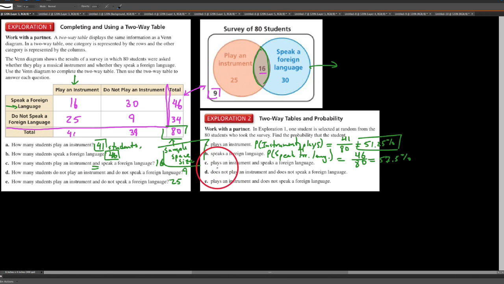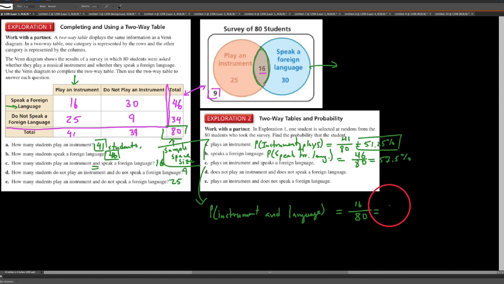So rolling through these, you can see that these mirror the situations over here on the left. What I want to look at though, again with the table here, is how could I determine the probability that a student at random plays an instrument and speaks a foreign language? So we're going to say plays instrument and language. We'll assume that they do both of these things. So out of 80 kids, how many people played an instrument and spoke a foreign language?